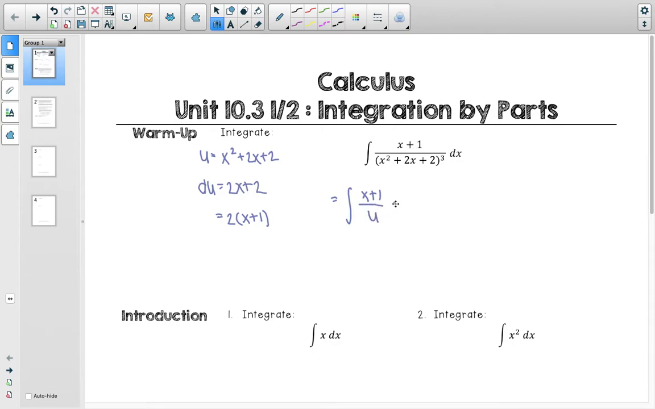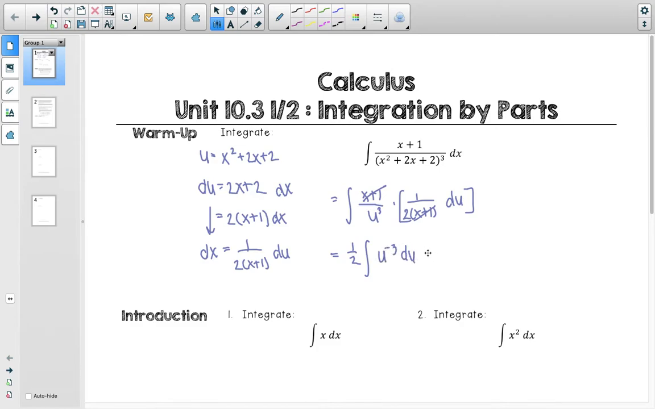So x plus 1 over u times, and replacing the dx, I didn't write it, sorry. And that would give you 1 over 2x plus 1 du. So 1 over 2x plus 1 du. The x plus 1s will cancel. I can kick out the 2, or the 1/2. And what I did forget is that there should be a cubed right here. I knew I was going to do it. So I'm going to make it u to the negative third, and then go ahead and integrate.